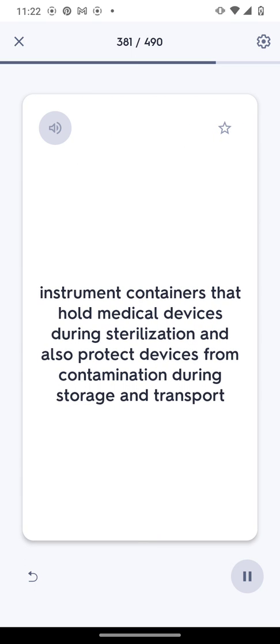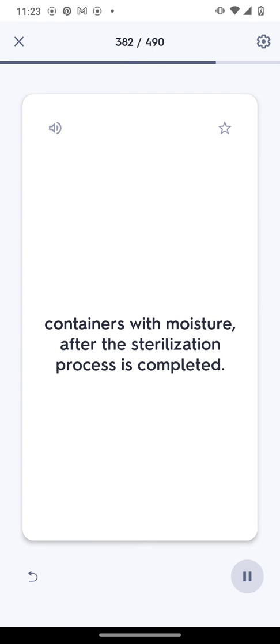Rigid container system: instrument containers that hold medical devices during sterilization and also protect devices from contamination during storage and transport. Wet pack: containers with moisture after the sterilization process is completed.